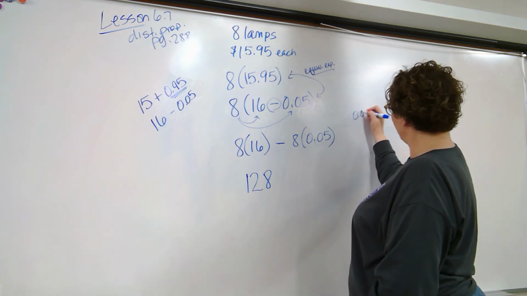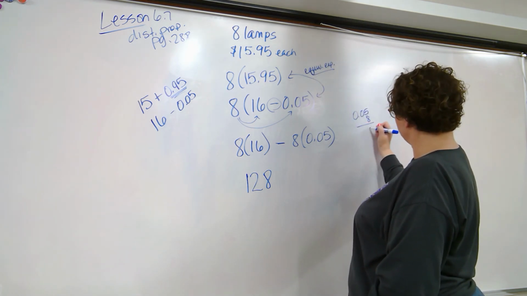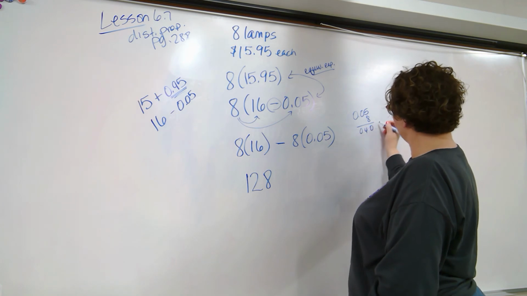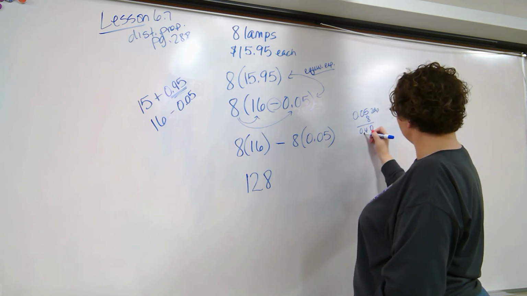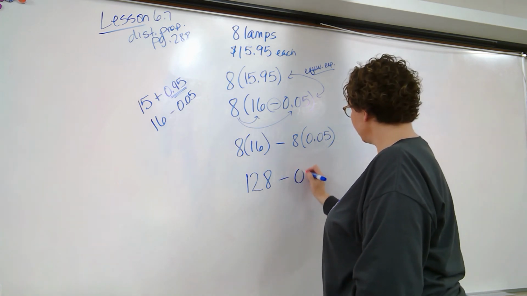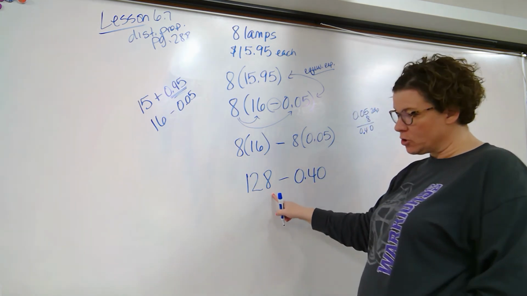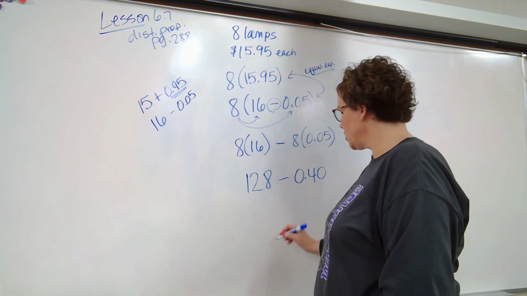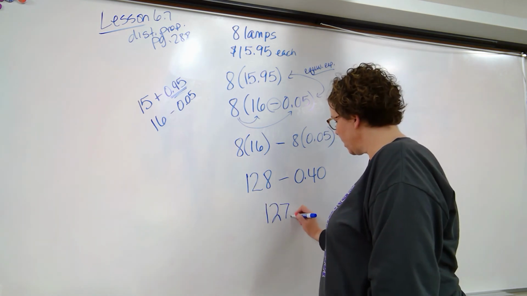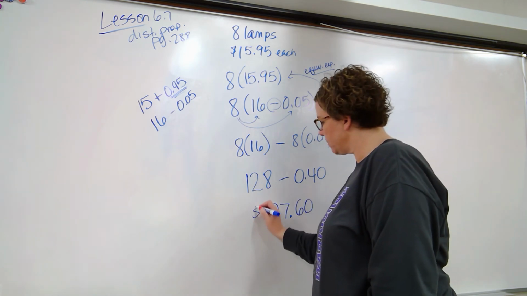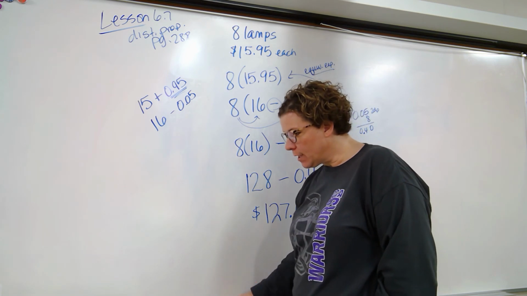And I know that 0.05 times 8, I've got 2 decimal places, minus 0.40. I'm going to take 40 cents off of $128, which is going to be $127.60. Okay?